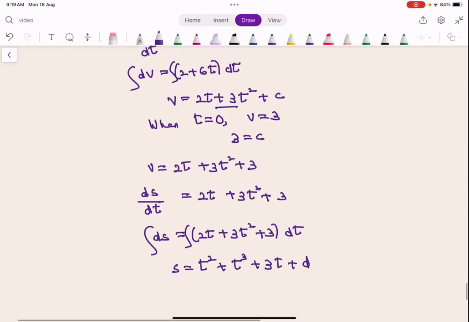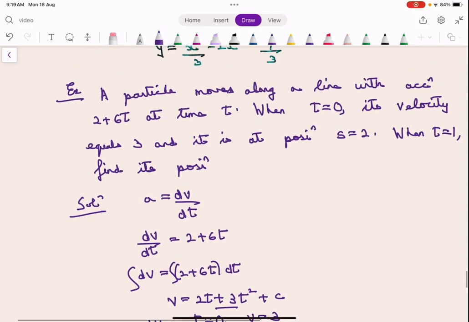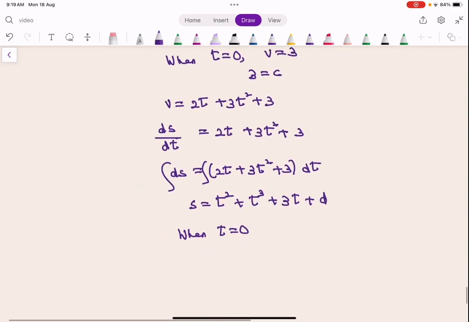Now you are given that when t equal to 0, it is at position s equal to 2. So at t equal to 0, s equal to 2. So substituting, you get 2 equal to d. And here, so your s becomes t squared plus t cubed plus 3t plus 2.